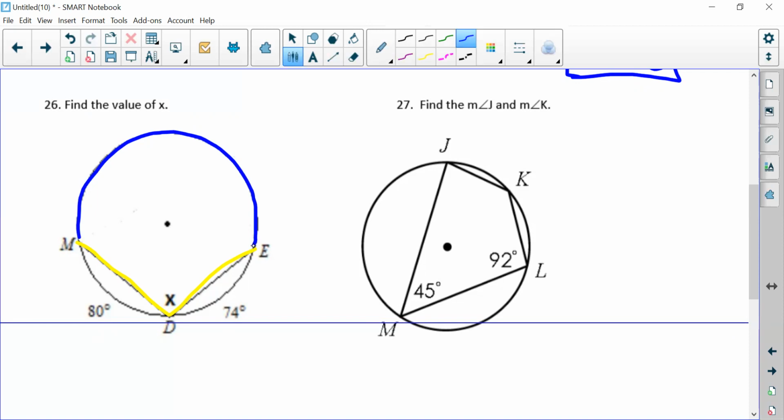Some of y'all are like, Ms. Grubbs, how can we find the measure of that arc? It's not enough information given. Well, look, your diagram tells you that the measure of arc MD is 80 degrees and the measure of arc ED is 74 degrees. Remember, our definition of arcs in a circle tells us that all the arcs in a circle add together to 360 degrees. So we can simply take 360 degrees, subtract 80 plus 74, which is 154. And that's going to give us the measure of arc ME.